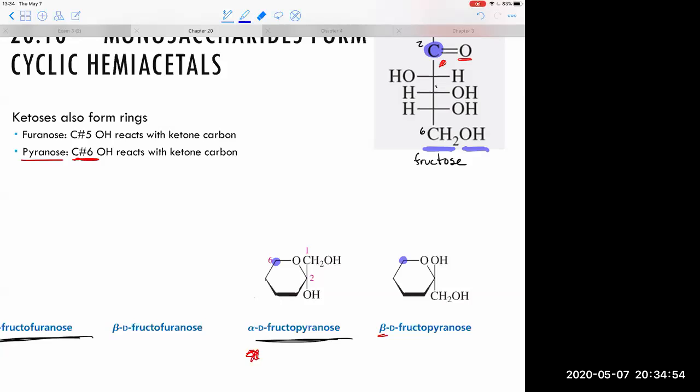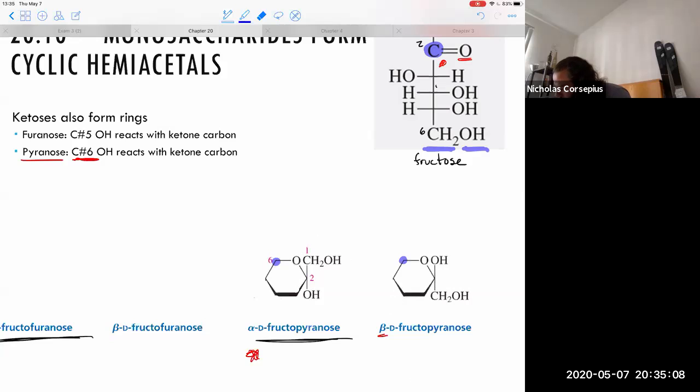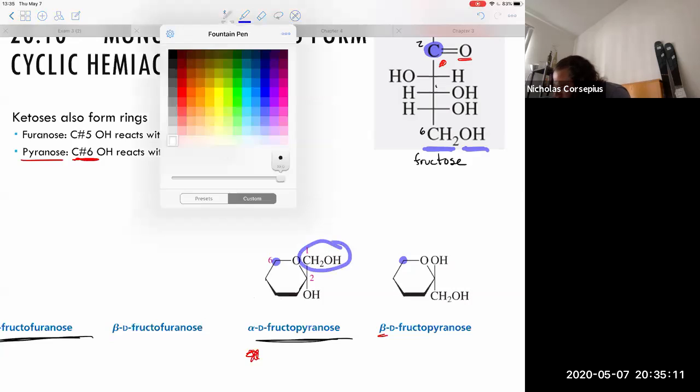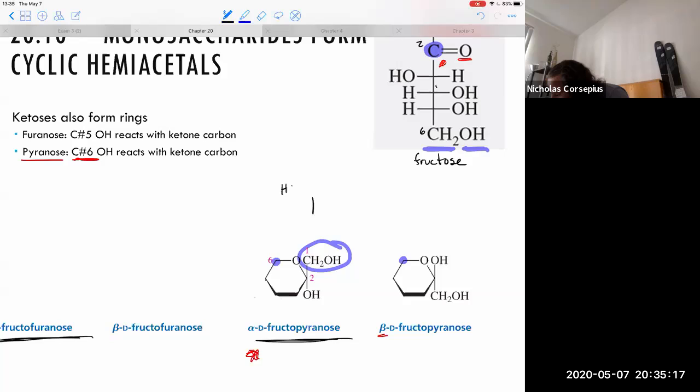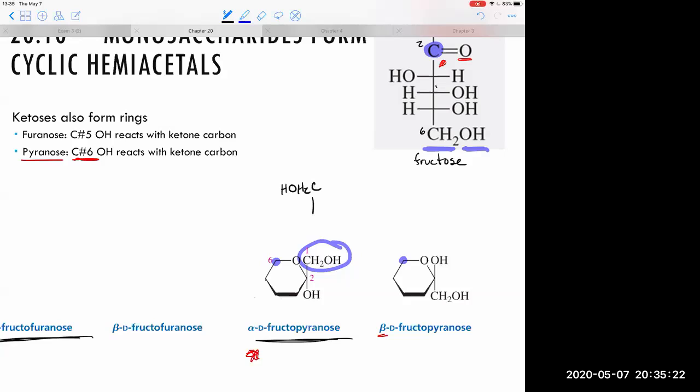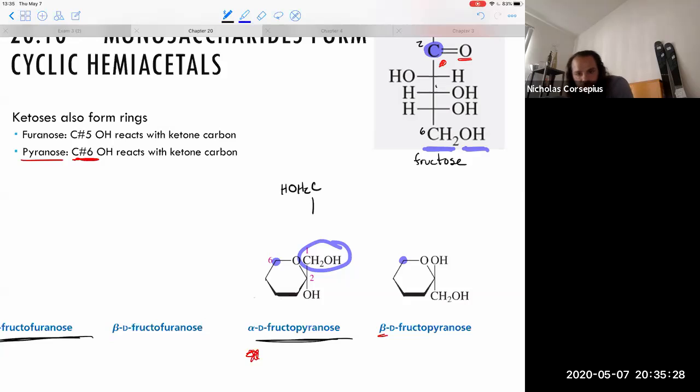If it was on the left, would it be written as like HOH2C instead of CH2OH? You mean for this thing here, could you have it like HOH2C? Yes, that's legit. Honestly, it looks a little weird to look at, but whatever. It's all there.